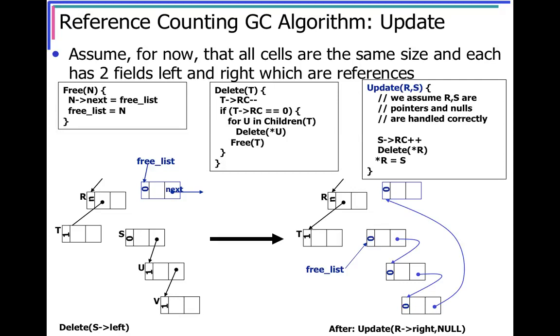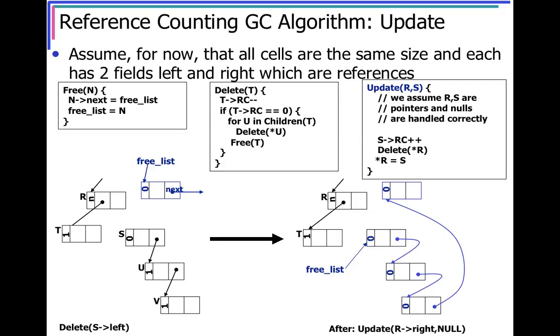That's going to be the right field of U, which points to V. So we're going to call delete on V. It's going to decrement the reference count, and it's going to go to 0. We're going to chase its children. There are no children for V that are references, and so we're going to call free on V, and that's going to cause V to be added to the free list. We're going to recurse backwards, and that will cause U to be added to the free list because we've chased all of its children and called free on V.